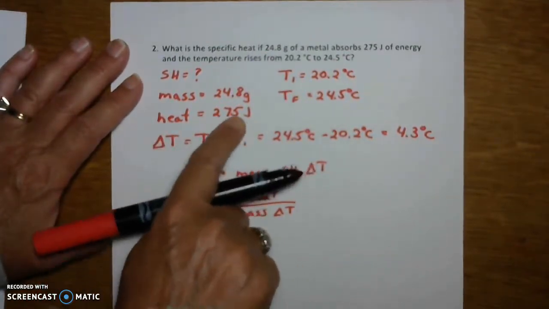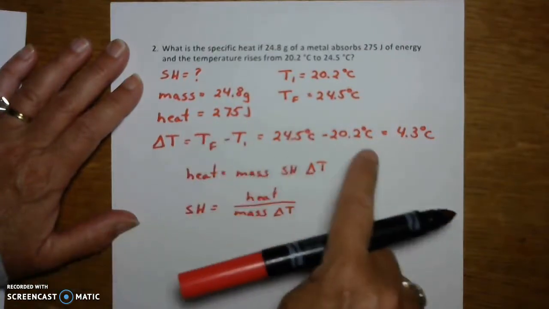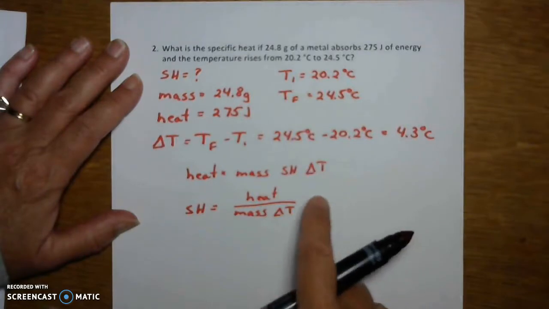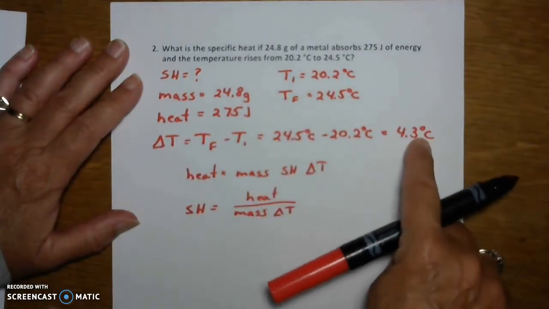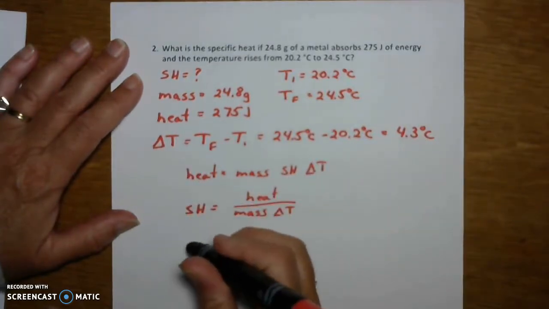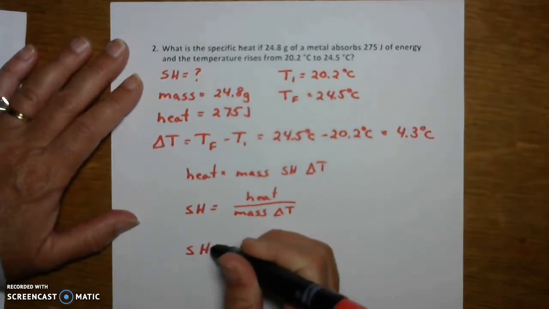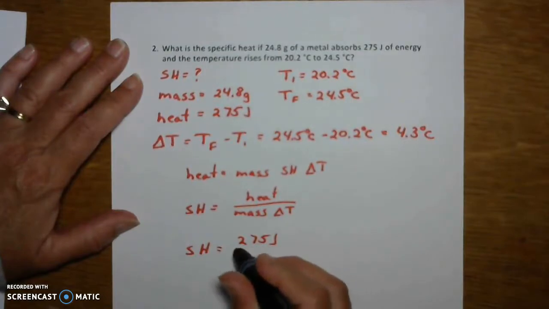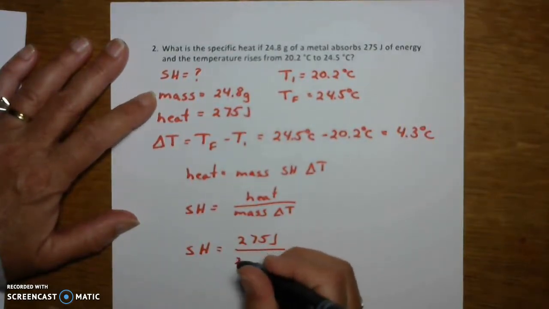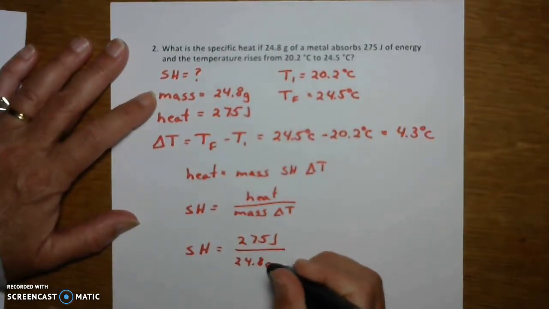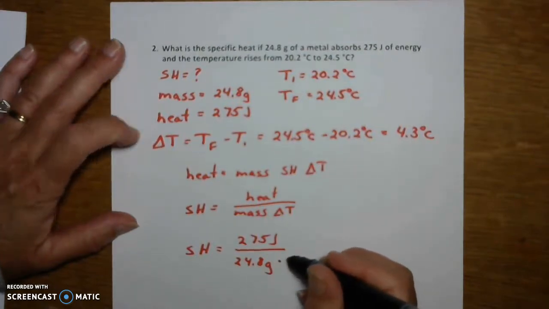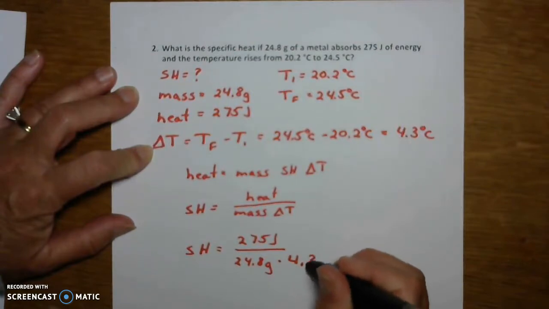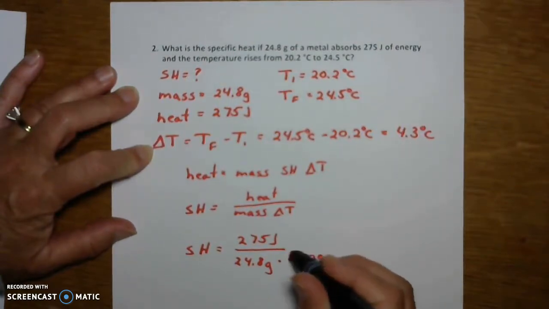And we have all these things. We've got the heat, 275 joules. We've got the mass, 24.8 grams. We've got the change in temperature. We calculated it right over here. So the specific heat is going to be equal to 275 joules divided by the mass, which is 24.8 grams, times the change in temperature, which is 4.3 Celsius.